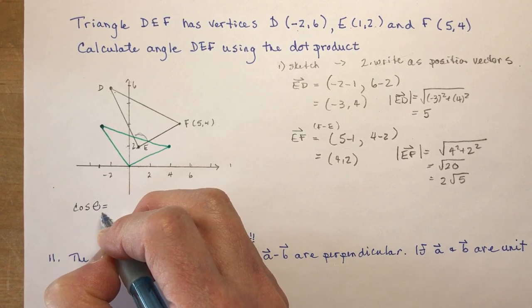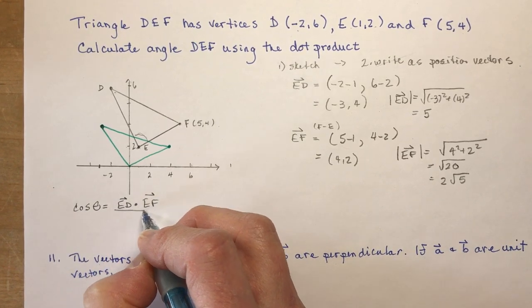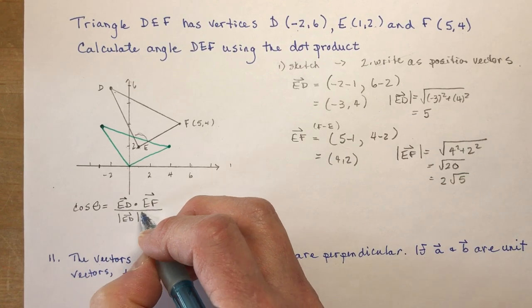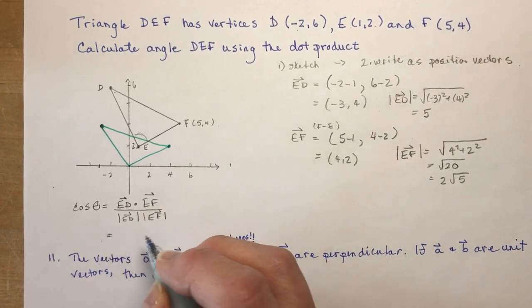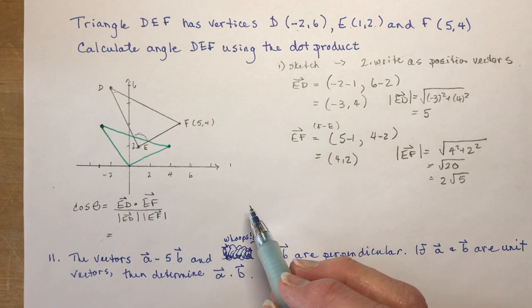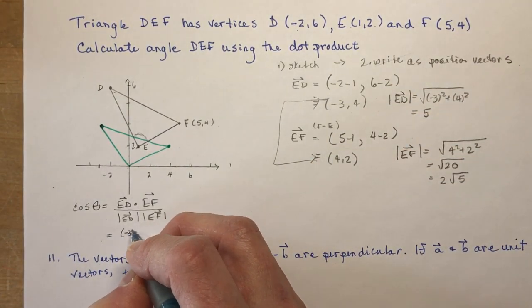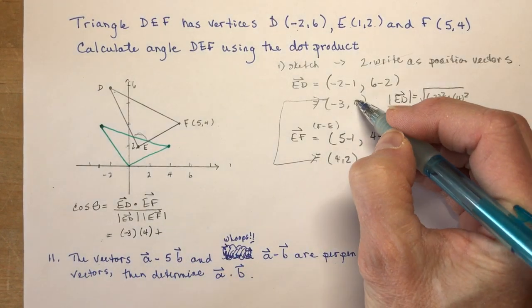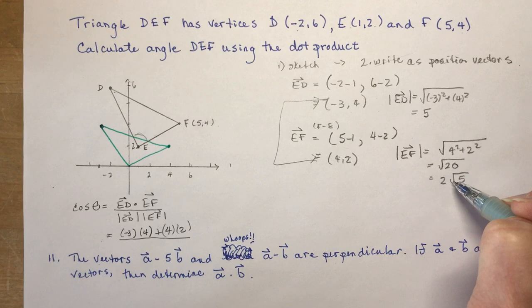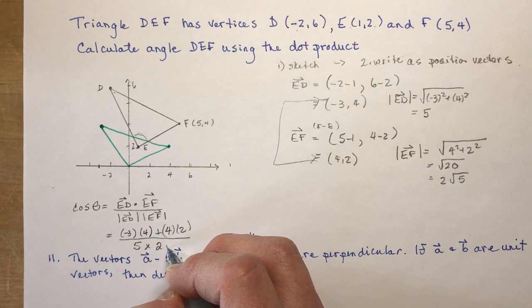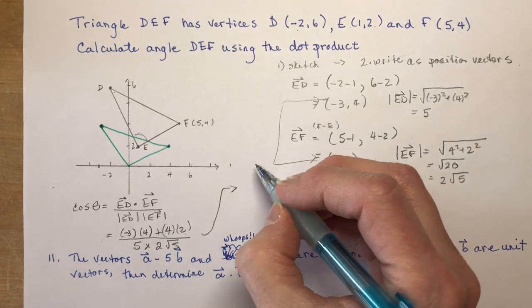Okay, so cos theta is going to be equal to vector ED dotted with vector EF, divided by the magnitude of ED times the magnitude of EF. Okay, so I have room to do this one. ED times EF, so that's these two here. That's where I'm getting my numbers from. So minus 3 times 4 plus 4 times 2, divided by the magnitude of ED, which was 5, times 2 root 5. So 5 times 2 root 5. And I'm going to bring it way up over here. So that's minus 12 plus 8, that's minus 4.